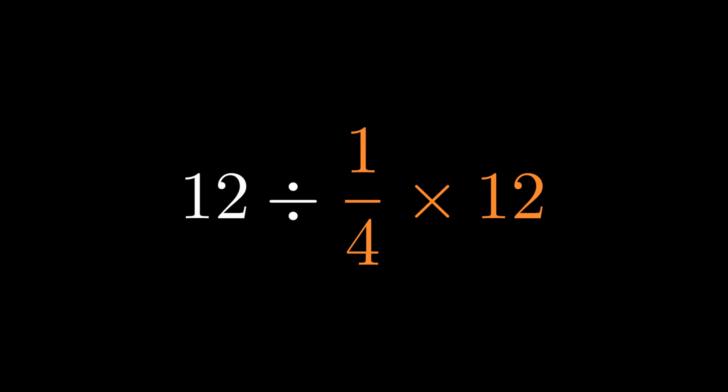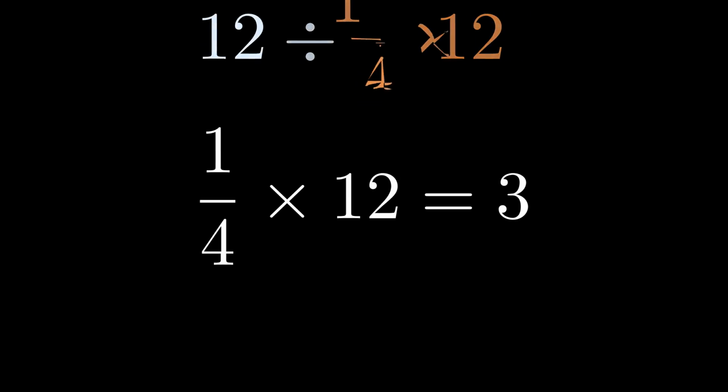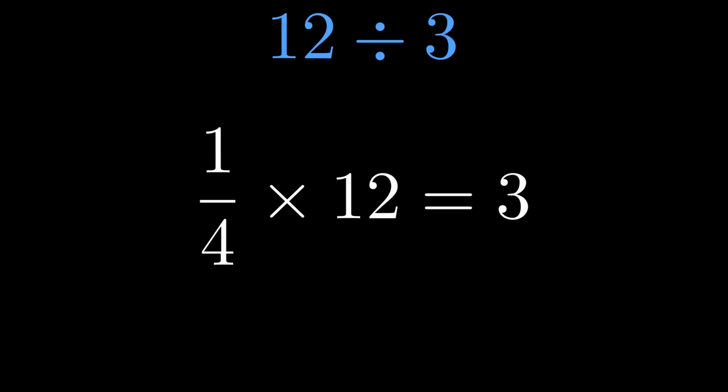So we first calculate 1/4 times 12. 1/4 times 12 equals 3. Substituting that result back into the expression, we get 12 divided by 3, which equals 4. That's Team 4's answer. This interpretation treats the division as applying to the entire expression that follows. It feels intuitive, but here's the problem. This violates the standard order of operations.